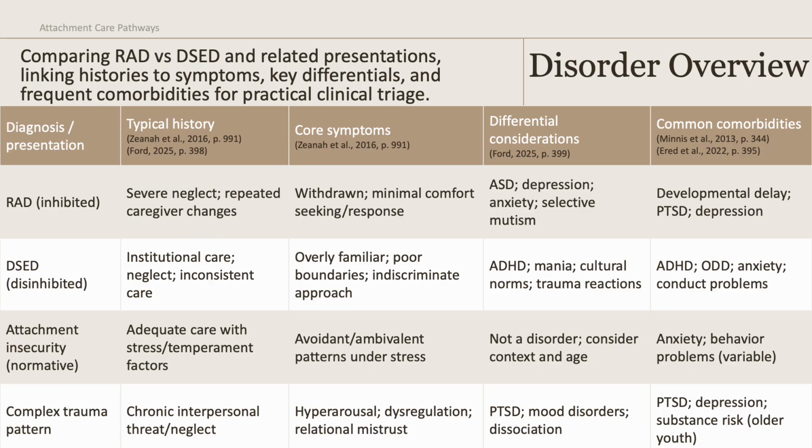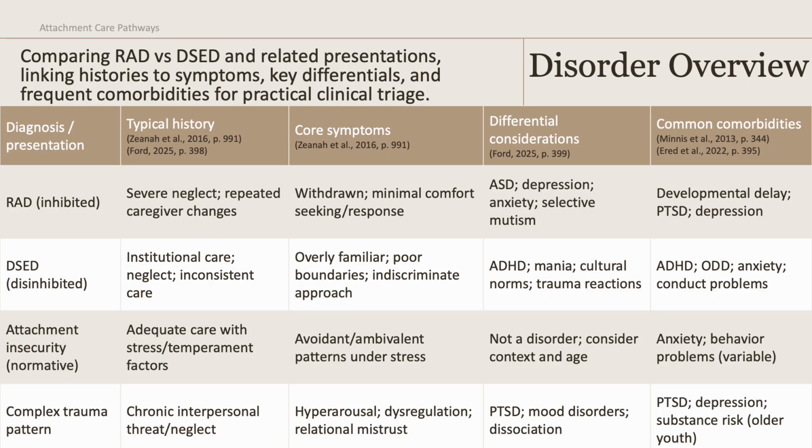What not to do. The ACAP parameters explicitly state that coercive interventions like holding therapy or rebirthing are not endorsed and can have harmful effects. Treatments must be relational, trauma-informed, and focused on building safety and trust, not replicating the coercion that these individuals already experienced.